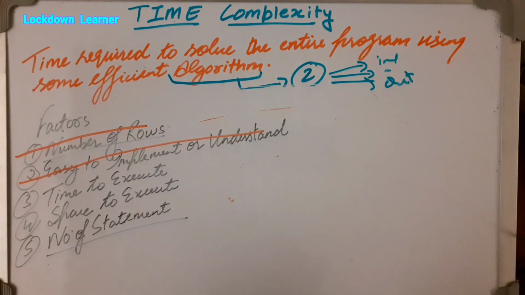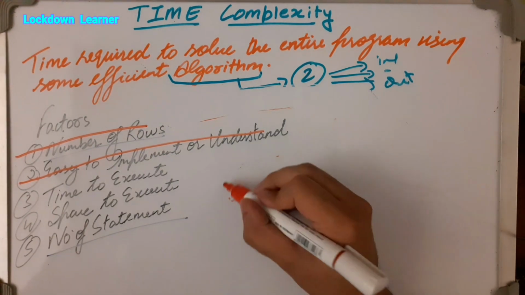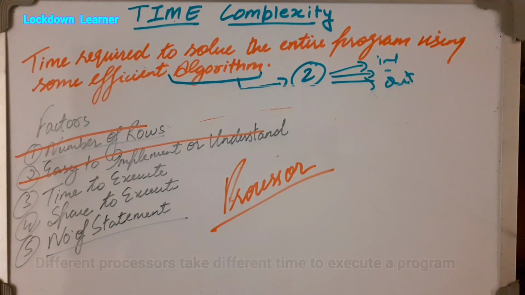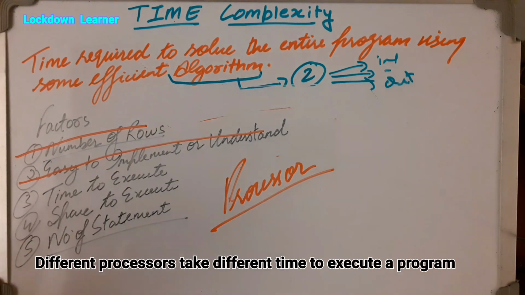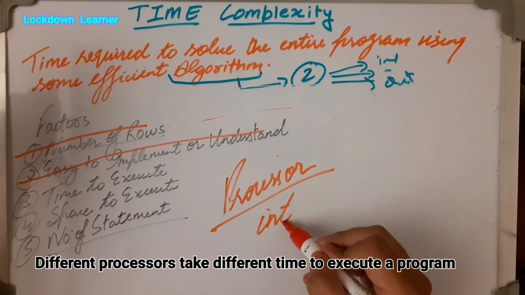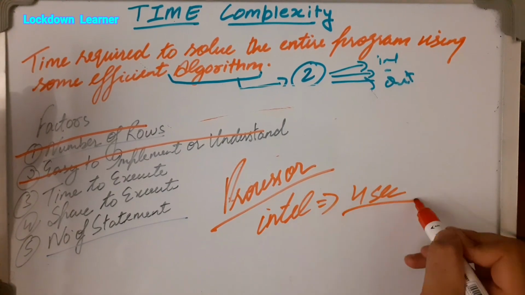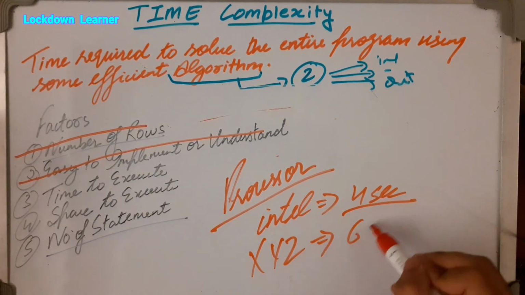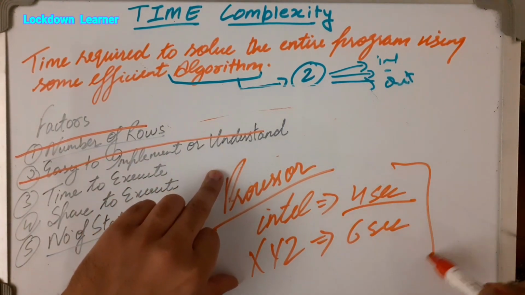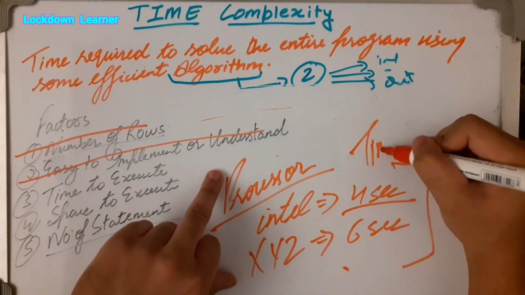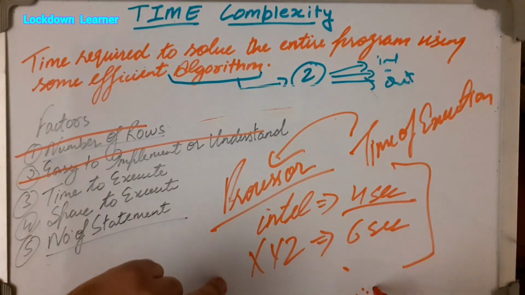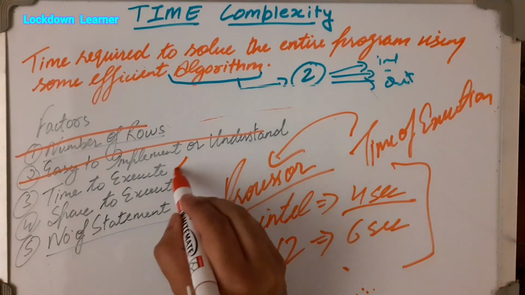Now we have another factor, which is time to execute. Guys, we have processors, and different laptops or systems have different processors. Suppose an Intel processor takes 4 seconds to run a program, and suppose an XYZ processor takes 6 seconds. So it's not about our program, it depends on the processor. The time of execution depends on our processor, not on our program lines, so it is also not a factor.